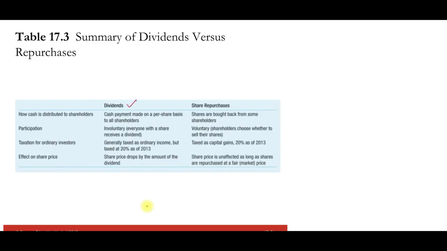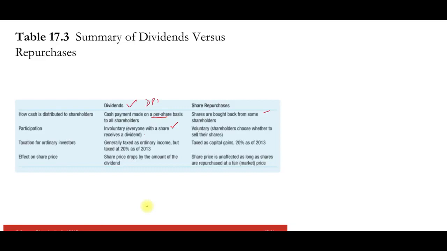In dividends, it is actually paid on a per share basis, like dividend per share, right? And shares are bought back from some shareholders. Participation in dividends is involuntary: everyone with a share receives the dividend. Even if you don't want it, the company will credit your account with the dividend. And in a buyback, it's voluntary. If I want to sell, I can sell the company shares. If I don't want to sell, I won't sell.